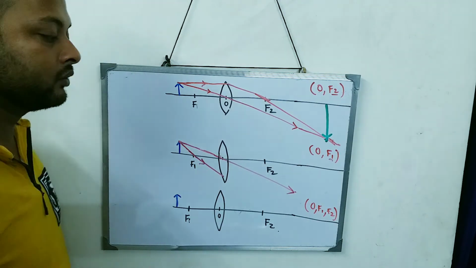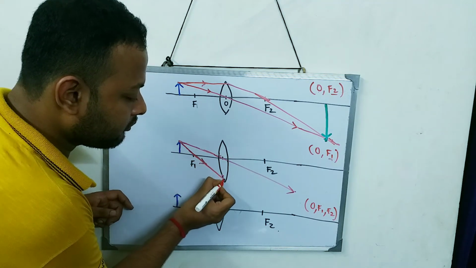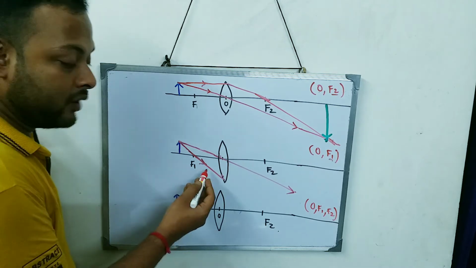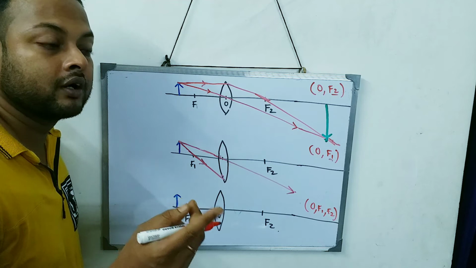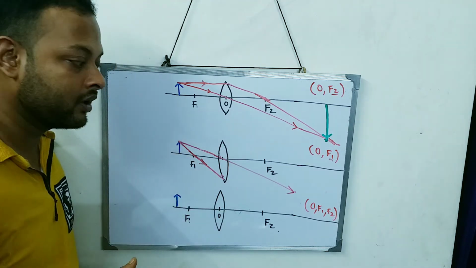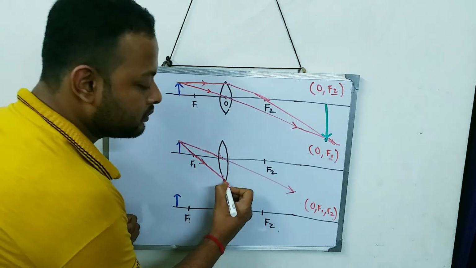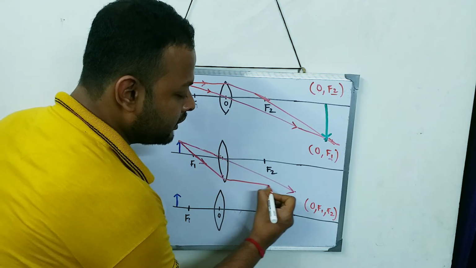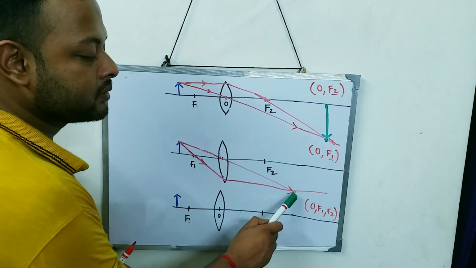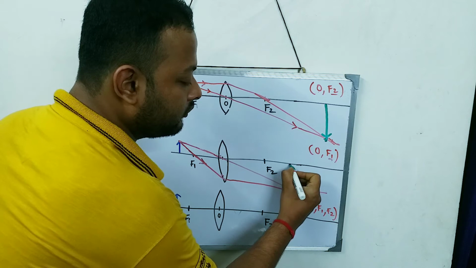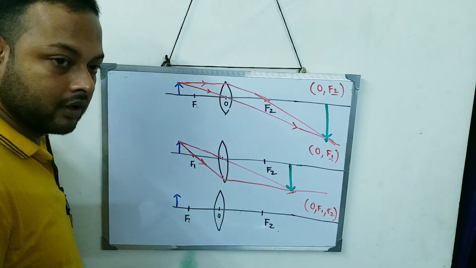And now what will you get? The ray which passes through F1, what I told you is the third rule. The third rule says: if the ray happens to pass through F1, it will become parallel to the principal axis. So this is the point where the two rays meet, and this is the point where the image will be formed. So the image is formed over here.